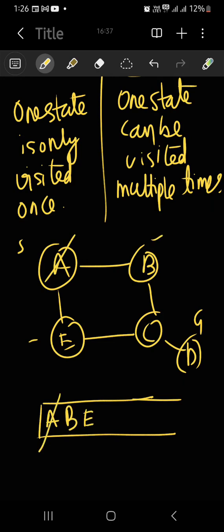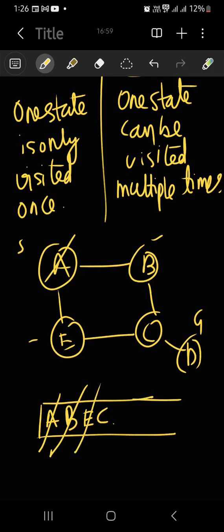Now I will be removing A. What is the next vertex that I am seeing? It is B. So from B, what are the vertices that I can go to? Only C, nothing else. So I will be taking C in the queue. Now I will be removing B. Now I am getting E. So from E, where can I go? I can only go to C. C is already there, so no need to write C again. So I will be removing E.